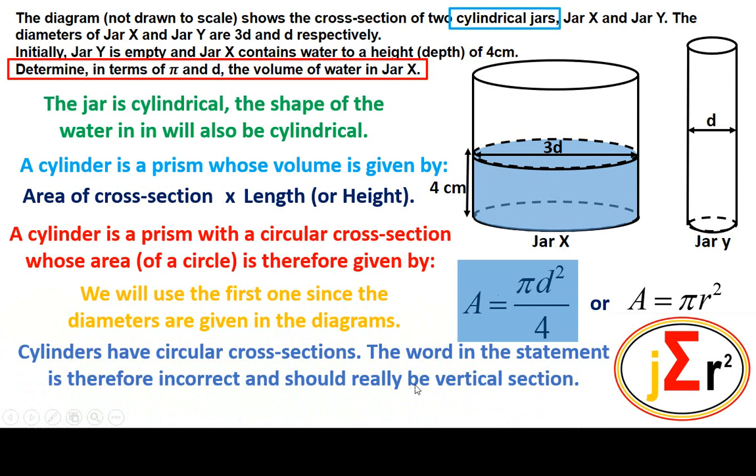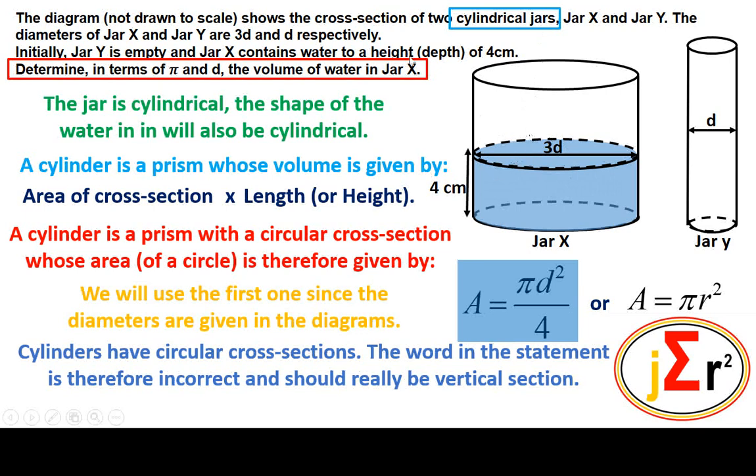Cylinders have circular cross sections. The word in the statement is therefore incorrect and should really be vertical section. So we have the statement of the problem. Let us see if we can find that word. Here we have it. The diagram not drawn to scale shows the cross section of two cylindrical jars. A cylinder has a circular cross section. And right here we do not have a mere circle shown.